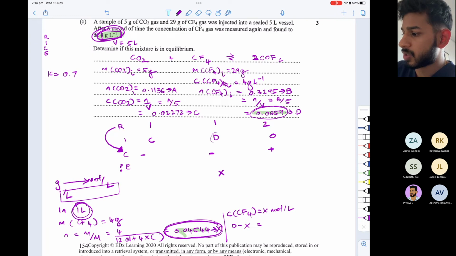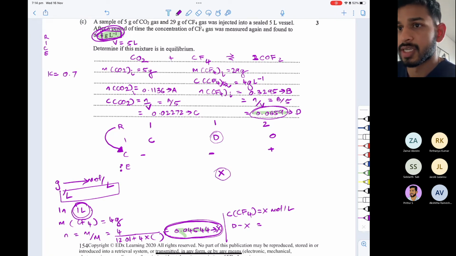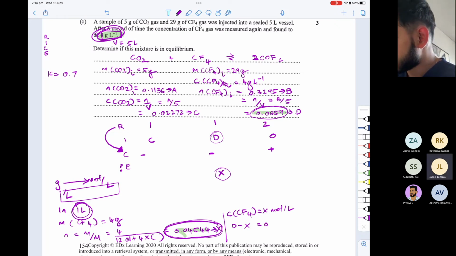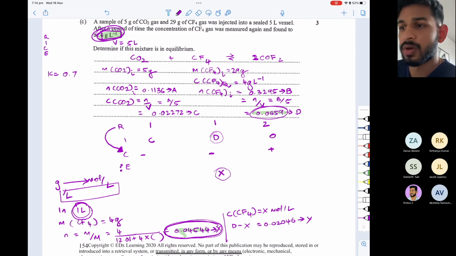So the initial concentration of CF4 minus this query equilibrium concentration of CF4. What did we get? 0.02046. Good. All right, let's just store that as Y, whatever you like to store it as. I'm just going to subtract by Y, subtract by Y. So now I know the query equilibrium concentration of CO2 must be C minus Y. And now I know that my COF2, how much must it increase by, everyone?